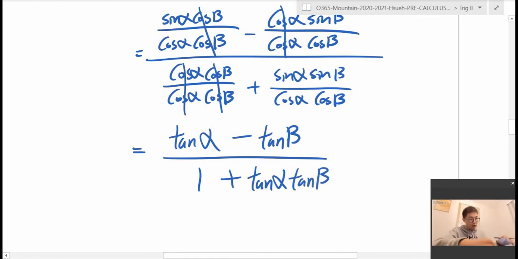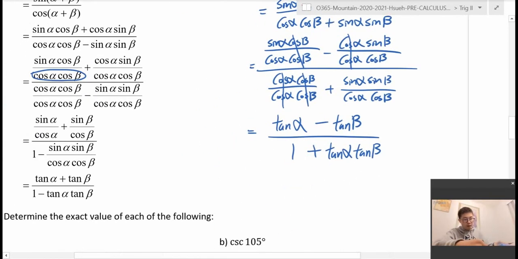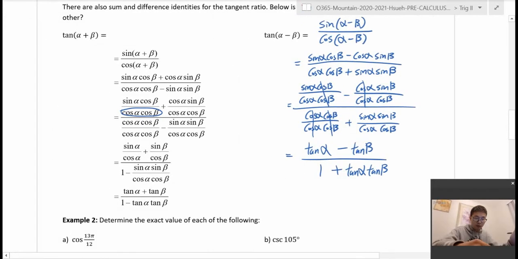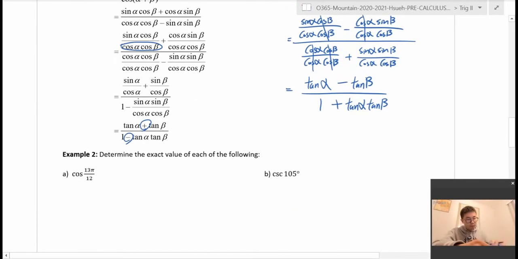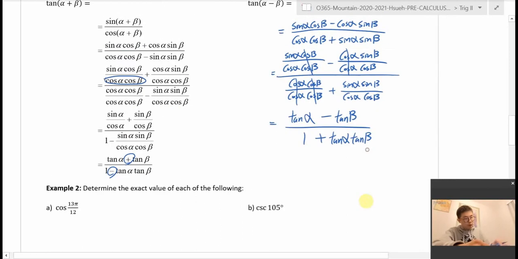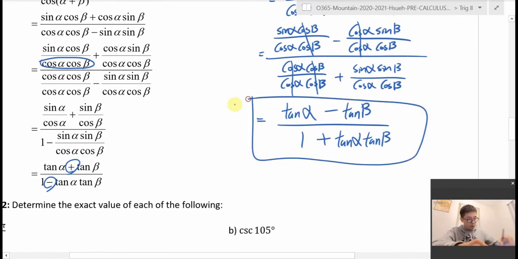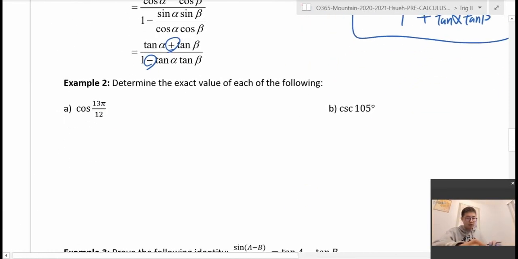So notice how this identity is almost the same as the addition, the sum. Okay, the difference for the tangent is almost the same as the sum of the tangent, except the signs are just flipped, right? It was plus on the top, minus on the bottom. It's just the opposite. Okay, so hopefully you got that. If you didn't, that's okay. It doesn't really matter as long as you remember this. Well, actually, you don't need to remember. I'll give you the identity sheet during the test.